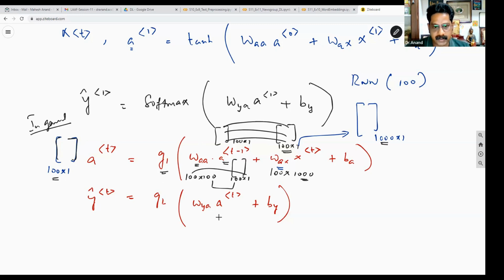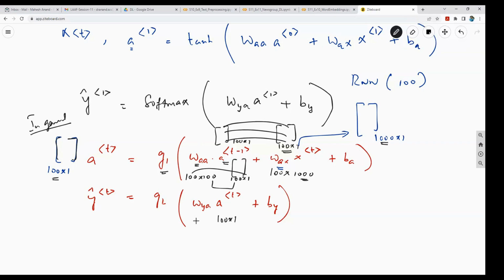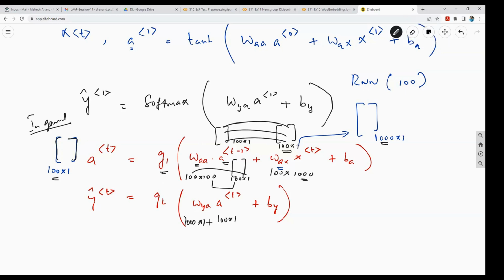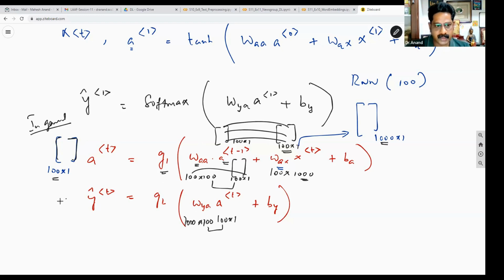Once you have the current state memory as 100 by 1, what will be the size of WYA? 1000 by 100. Correct, so they are compatible. You will get 1000 by 1, because my output size should be 1000 by 1, as that is the dictionary size, isn't it? For the given token, the next token is part of the dictionary, so which token should get the highest probability?